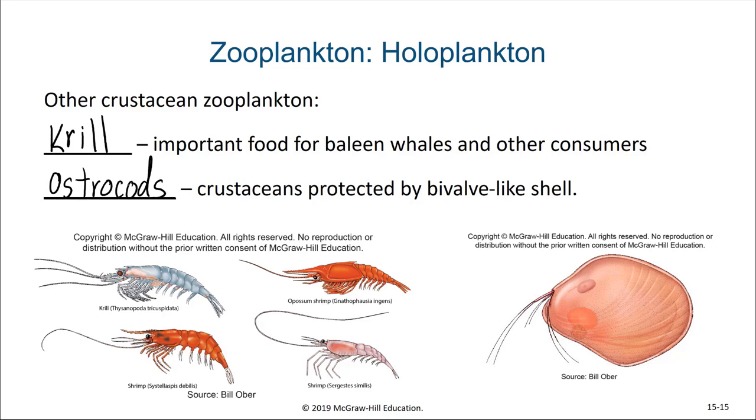Ostracods are interesting crustaceans that almost appear to be bivalves because they have two outer shells, yet they have jointed appendages that stick out of them for feeding. You can also almost think of ostracods as free-swimming barnacles.